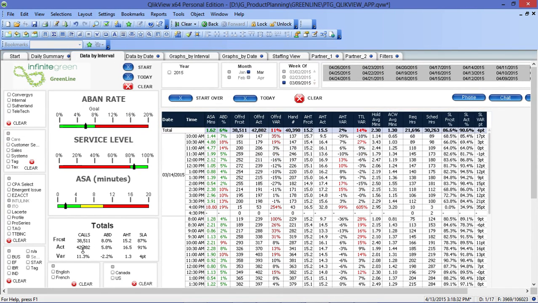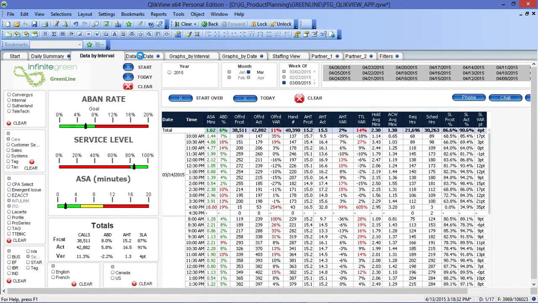Now these calls versus actuals. The variance this week was not that large. The abandonment rate was a little bit under goal. The AHT was a little bit over goal, but they did well on their SLA. So that's data by interval.